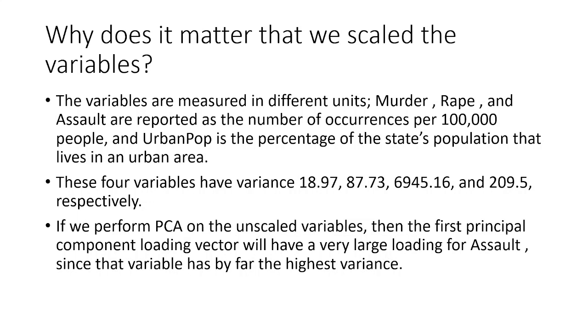If you just look at the variance of these four variables, you can see that the variance for murder is 18 and rape is 87, and the assault is much higher, close to 7,000, and the urban population is 209. So if we perform the principal component analysis on the unscaled variables, then the first principal component loading vector will have a very large loading for assault, because the variation in assault is so much higher than the rest of the variables.